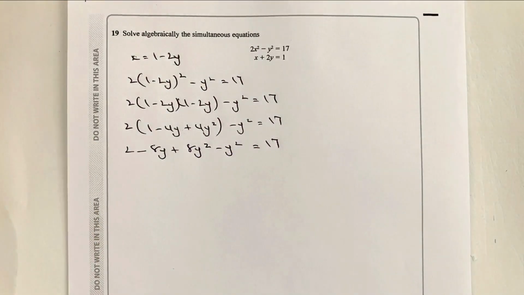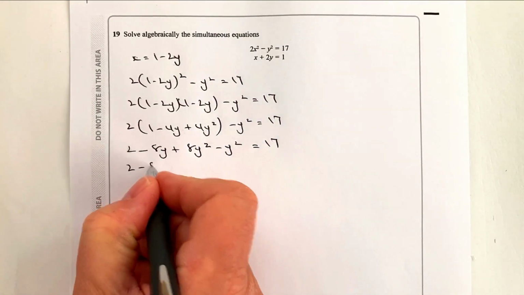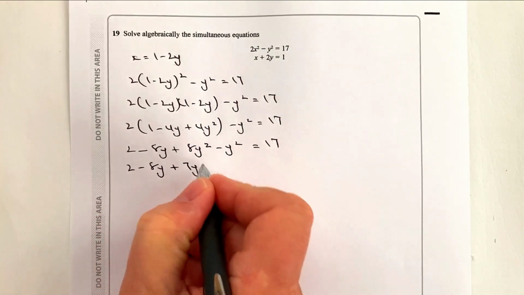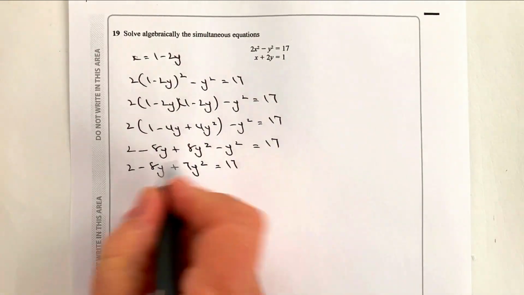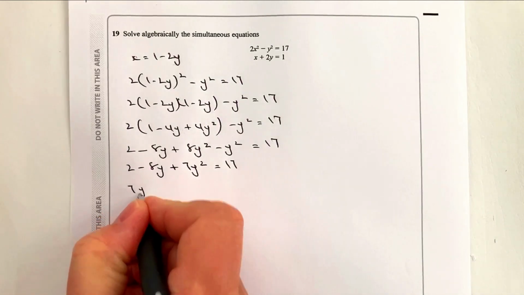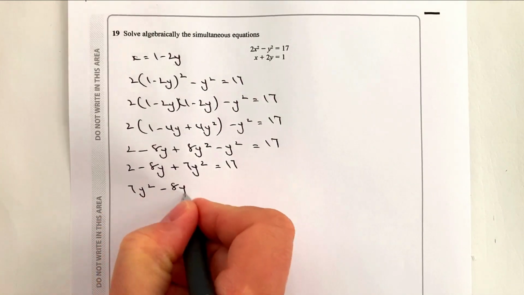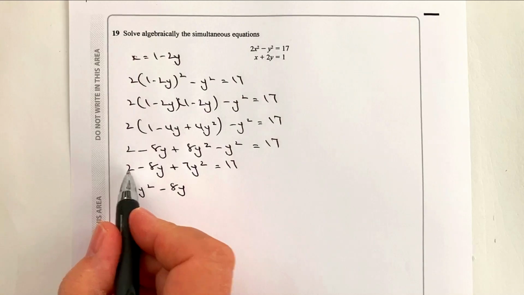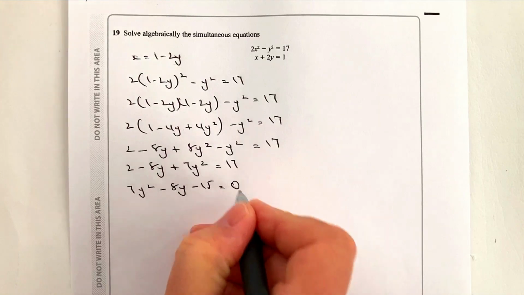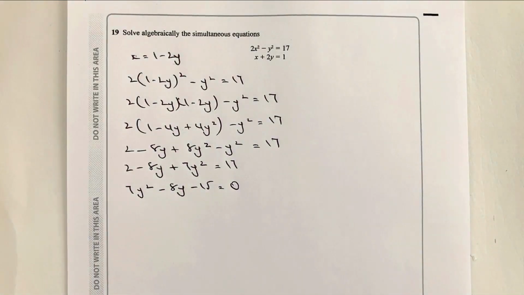And then really I'm just going to tidy that up. So if I tidy up the y squared, I'm going to get plus 7y squared equals 17, and then I'm going to put that in order, and I'm also going to make it equal to 0, because at this particular point I'm going to need to factorize it. So what I'm going to end up with is 7y squared minus 8y, and that's going to be positive 2 minus 17, which is minus 15, equals 0. And then really it's a case of factorizing.